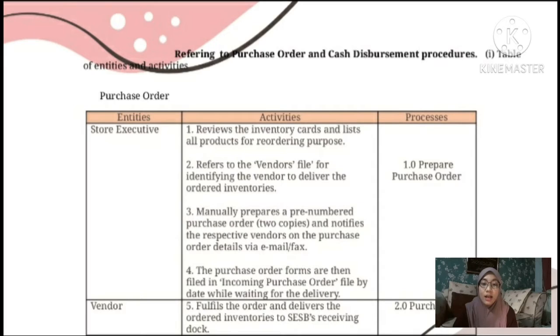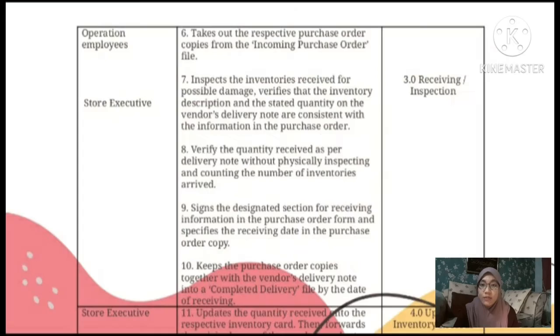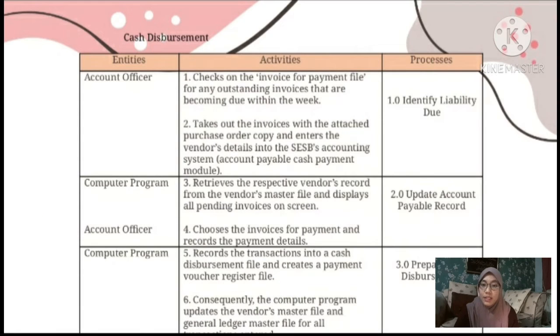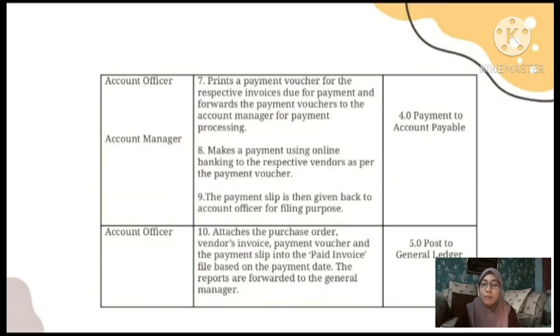As you can see, these are details of purchase order made by SESP Syndrome Berhad to the selected vendors to supply their needs, from prepare purchase order, purchasing, receiving or inspections, and update inventory records. And the other one is the cash disbursement made by SESP Syndrome Berhad to pay for the vendor. From the process of activity: identify liability due, update account payable records, prepare cash disbursement, payment to account payables, and post to general ledger.